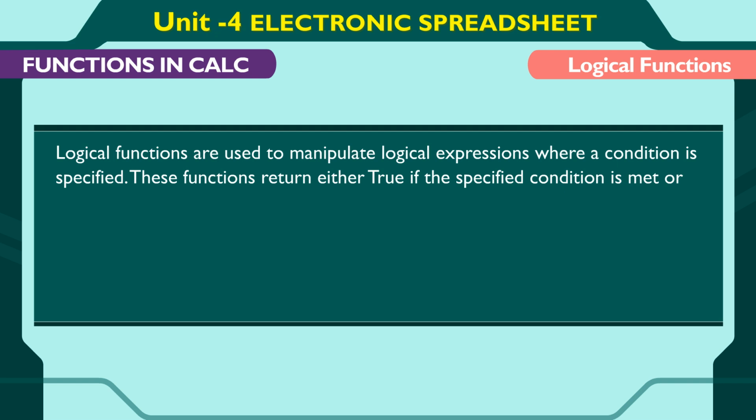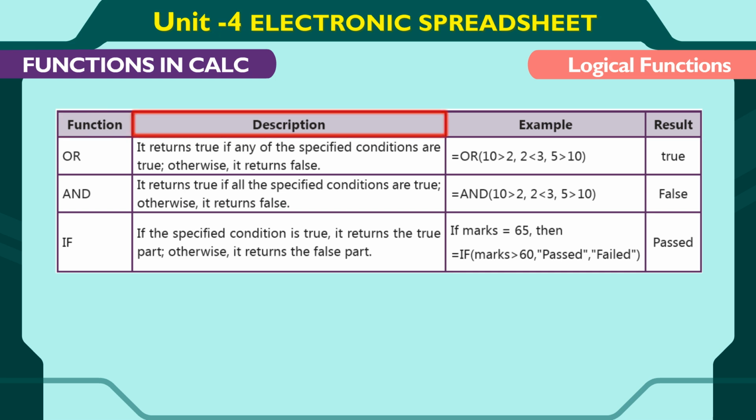These functions return either true if the specified condition is met or false otherwise. Logical functions of Calc are as follows: function, description, example, result. OR. It returns true if any of the specified conditions are true, otherwise it returns false. =OR(10>2, 2<3, 5>10), result TRUE. AND. It returns true if all the specified conditions are true, otherwise it returns false. =AND(10>2, 2<3, 5>10).